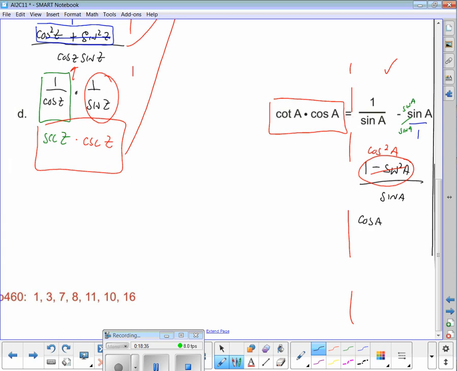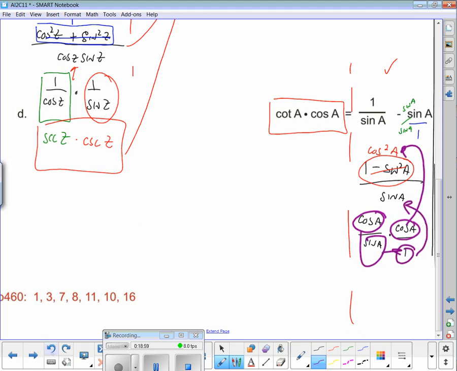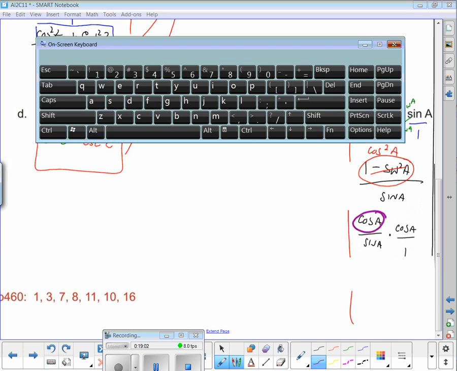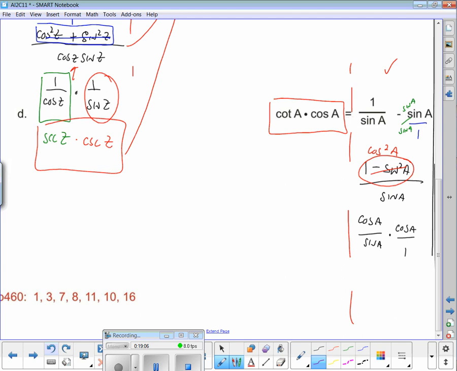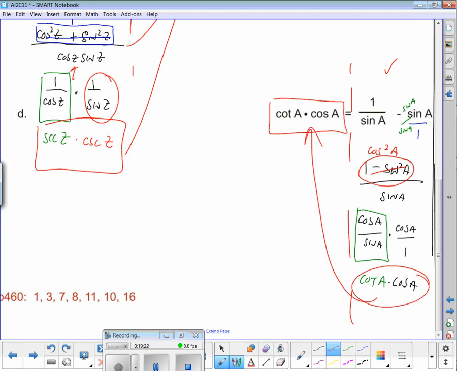Cosine A over the denominator times cosine A over 1, right? Again, if I went back, what's this times this? Cosine squared A. What's this times this? Sine A. See what I just did? I split it up. And why did I choose to split it up the way I did? Look at this. What's the cosine over the sine? That's the cotangent. And we already have the cosine. We did it. We just proved it.